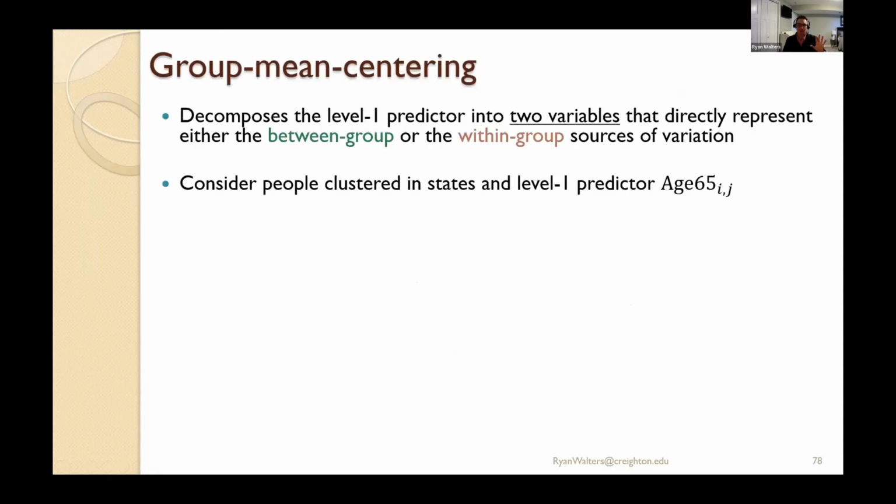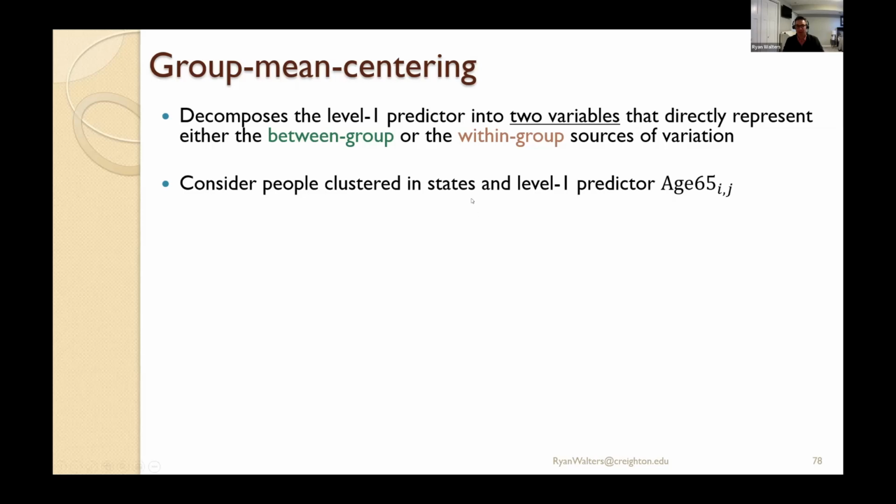Again, group mean centering. We're going to decompose that level 1 predictor. We're still talking about that level 1 age variable. We're actually going to decompose it into 2 variables that directly and only represent a between group piece and a within group piece. That's it. No more contextual effects. We're talking about between group only and within group only.